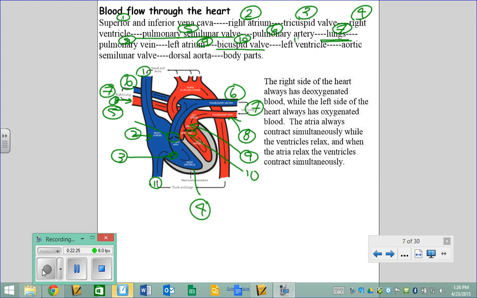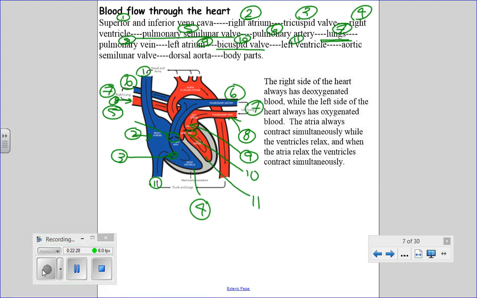Then your left ventricle. After your left ventricle, your aortic semilunar valve. So that would be up here. Then finally, your aorta. Now you'll see this word dorsal. It's just referring to the position. Dorsal means towards the back side, and so you can call it just the aorta. The dorsal aorta is referring to its position in your body. So your aorta, which is right here, and which branches down over here, would be the 13th piece.